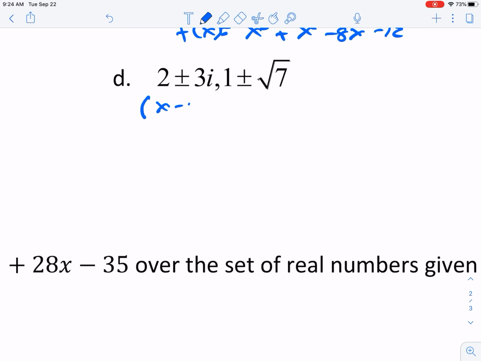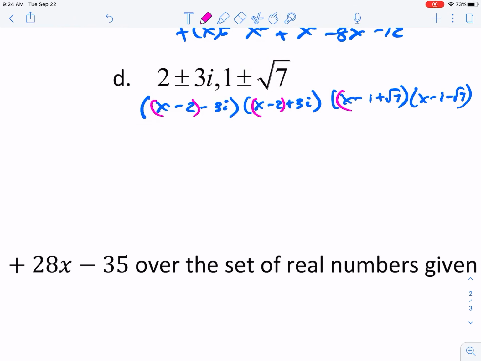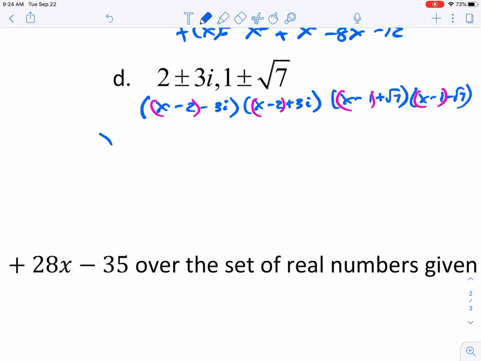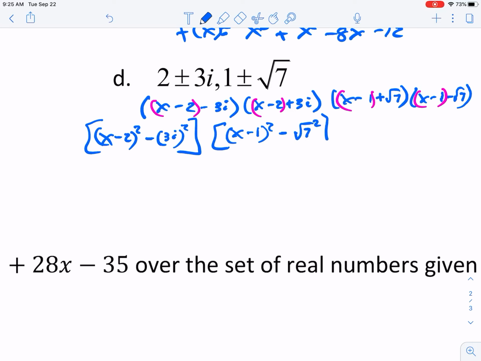Okay, this one, same thing, you can do it twice. You have x minus 2 minus 3i, x minus 2 plus 3i, x minus 1 plus root 7, and x minus 1 minus root 7. Come back through and regroup them. I just love this. This is just fun. Okay. So now what do you have? You have x minus 2 squared minus 3i squared. And here you have x minus 1 squared minus square root of 7 squared.